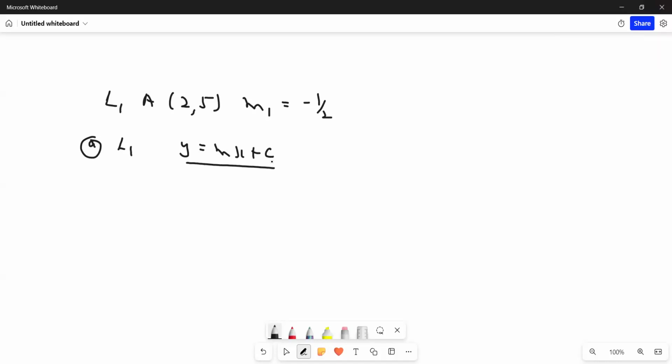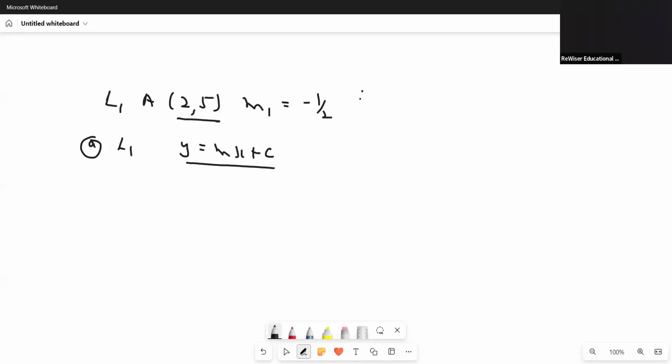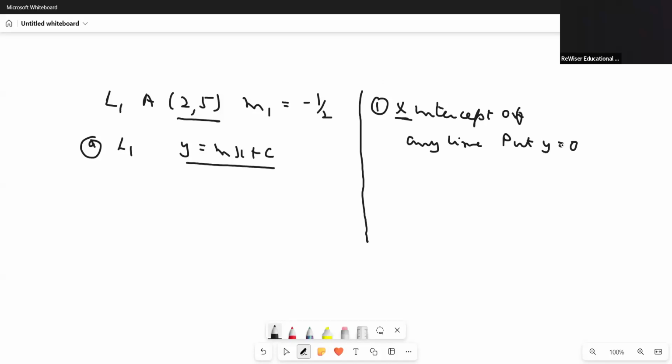Can you explain the y-intercept part, the c? As I already explained before you joined, if I have to find the x-intercept of any line, I'll put the opposite part as equal to 0. That means I'll put y equals 0. If I have to find the y-intercept, I have to put x equals 0. Got that? The opposite part. That's how the intercepts are done.